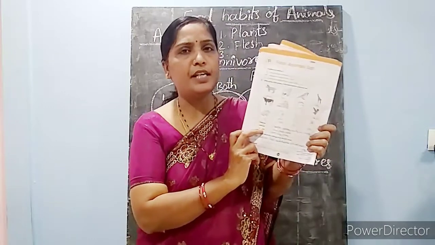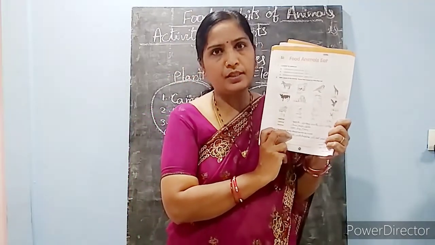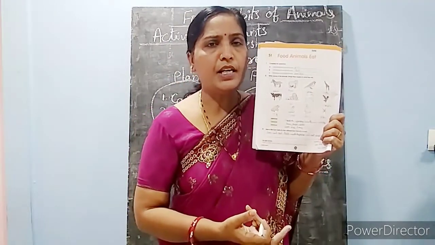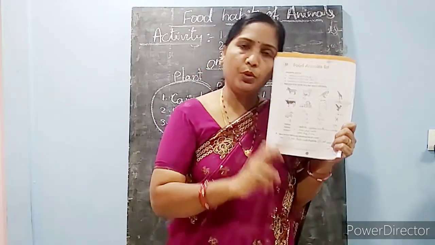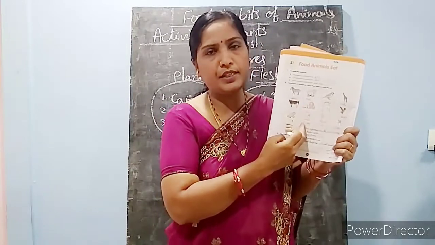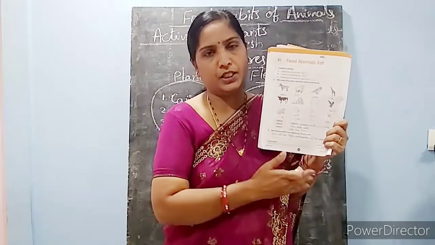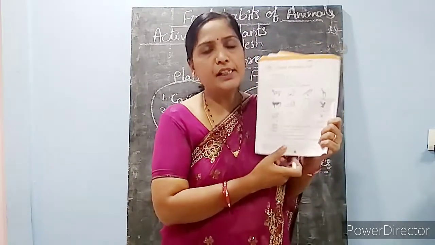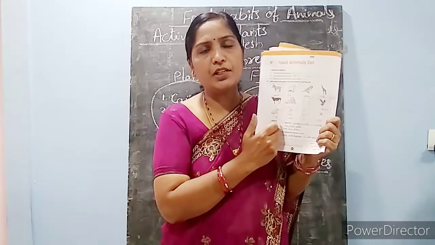And the third one is omnivores. What do omnivores eat? Omnivores eat both flesh and plants. So find out the omnivorous animals from the above pictures and write in third column. This is your homework, children.